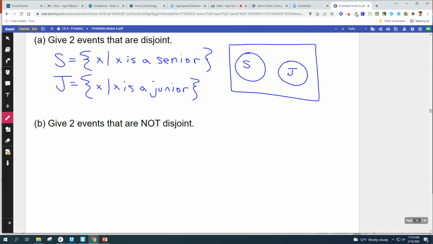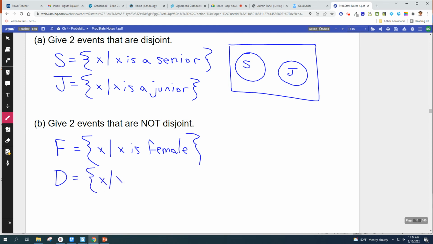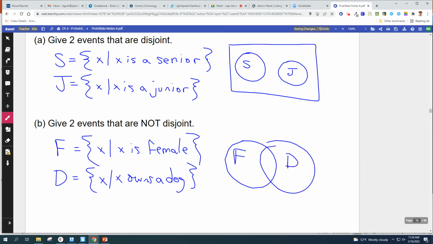Give two events that are not disjoint. Let's call event F all X such that X is female. And let's call event D, X owns a dog. Can you think of anyone that checks both of those boxes at the same time? Sure, you can be female and own a dog at the same time. There might be some females who don't own dogs. There might be some people that own dogs that are not females. But we're talking about people that are both female and own dogs in that overlap. So those two sets are not disjoint because there are some people that can do both at the same time.